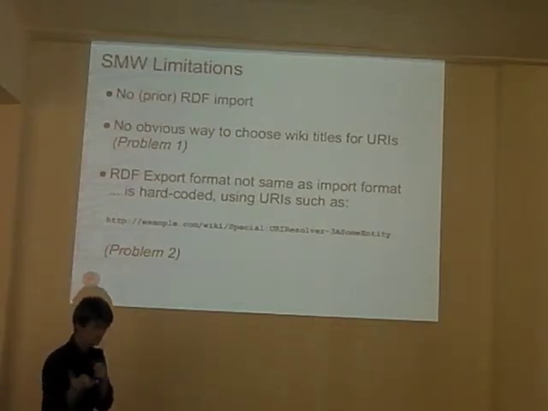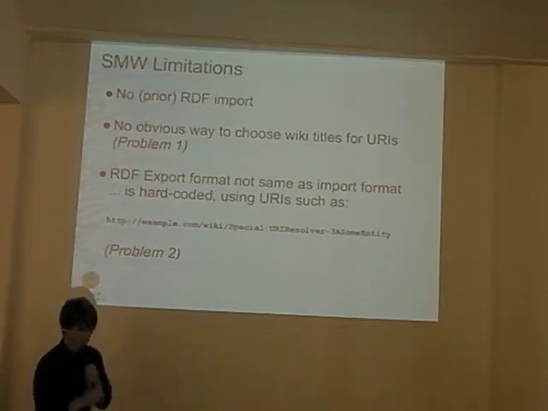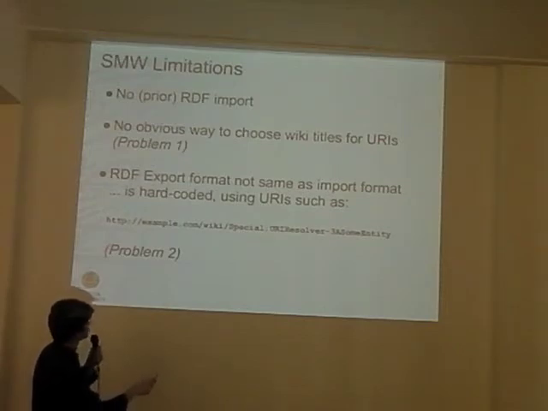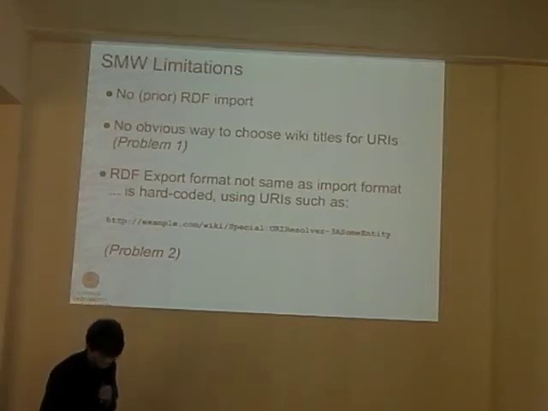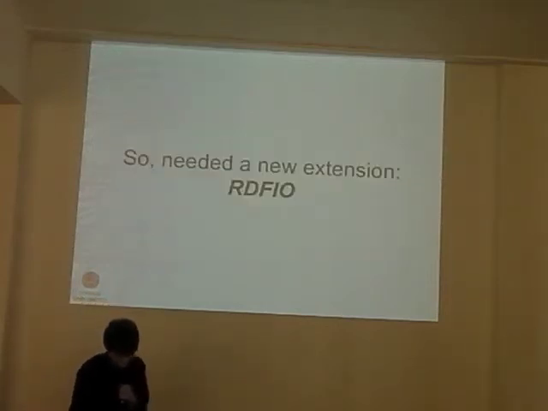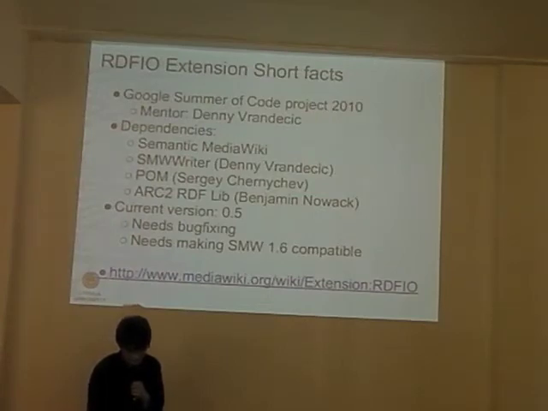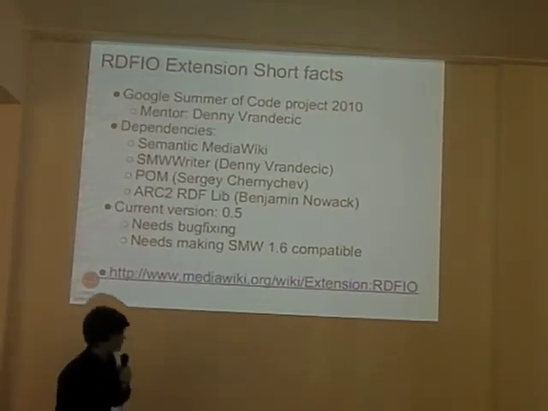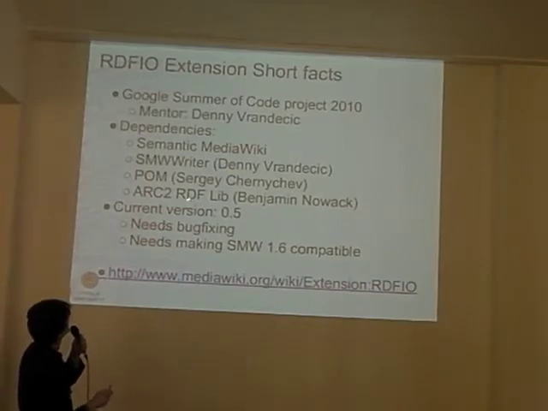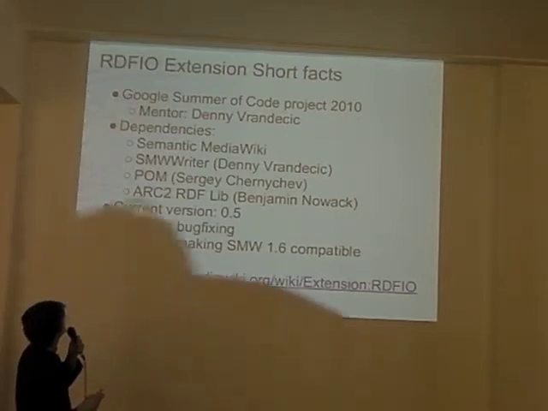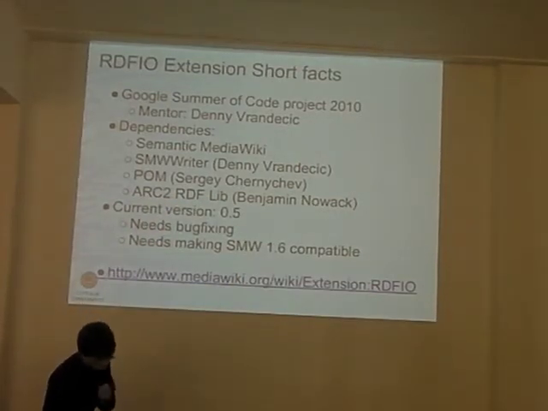By default, when you export data from Semantic MediaWiki, you get something like this URI resolver stuff. Maybe you have seen that if you have checked the RDF source, which is output on pages. So that became a new extension, which I developed, as I said, as a Google Summer of Code project. This is just summarizing: it depends on some extensions, the current status needs a lot of work to be fully useful, and we have a proof of concept.